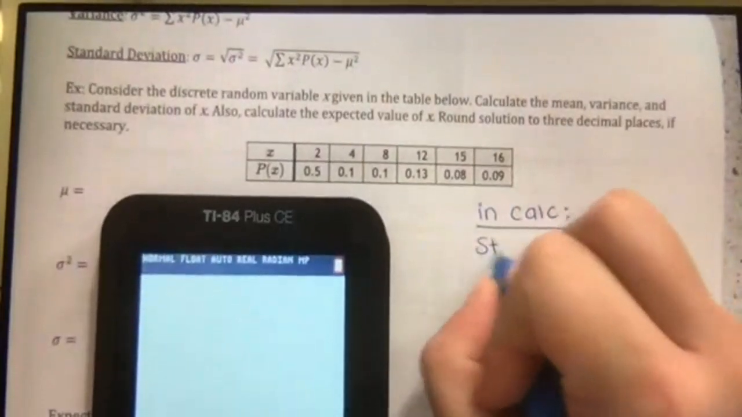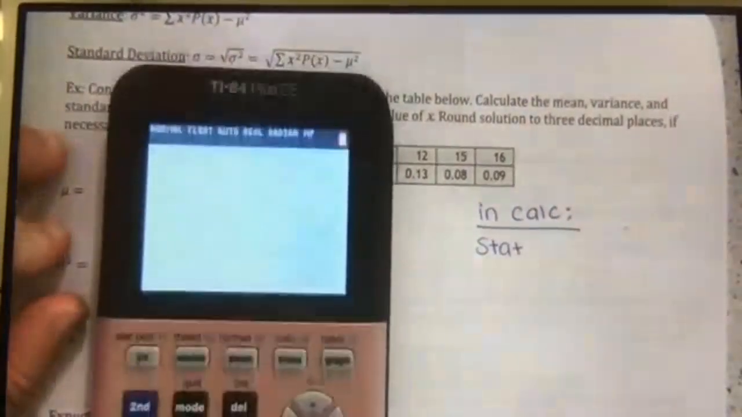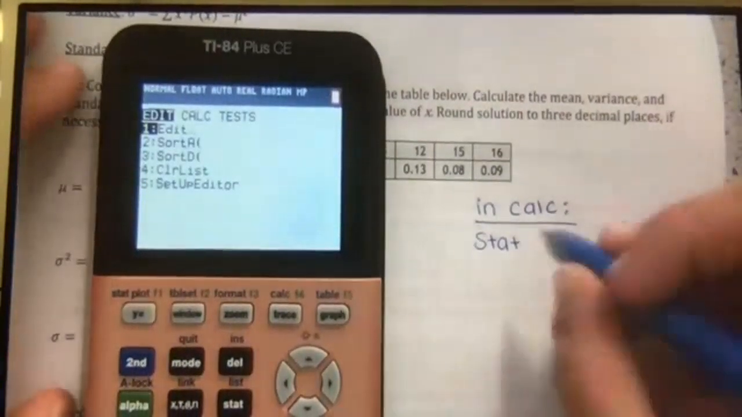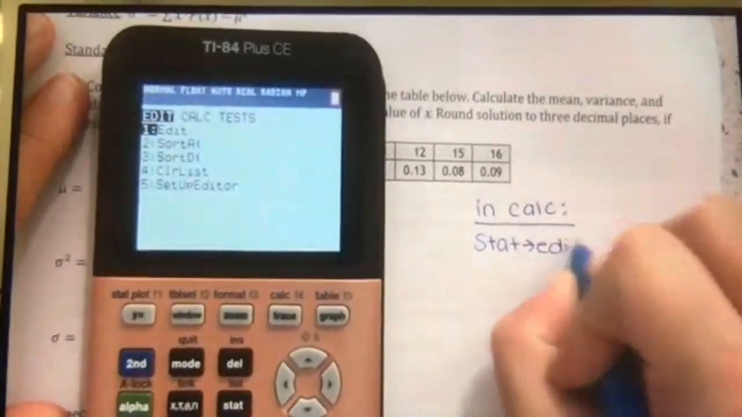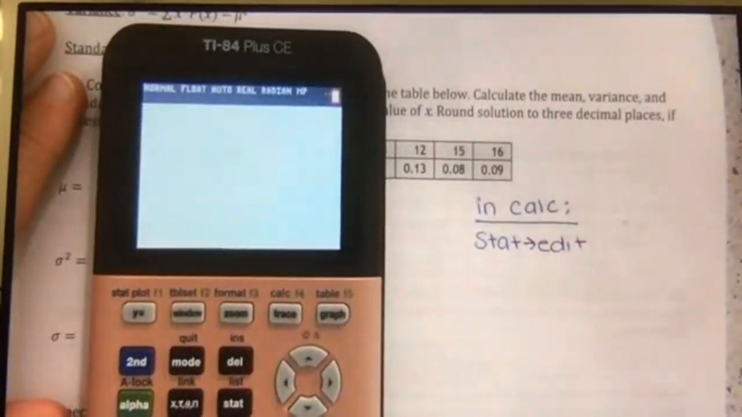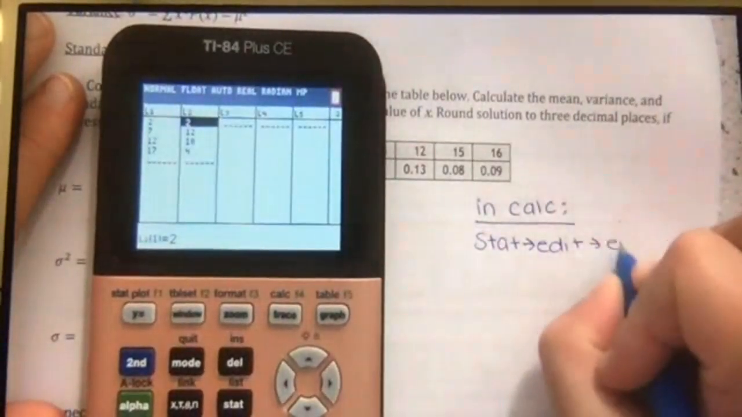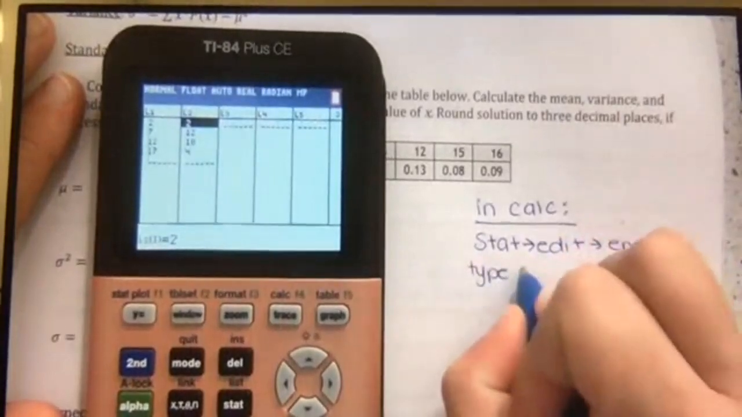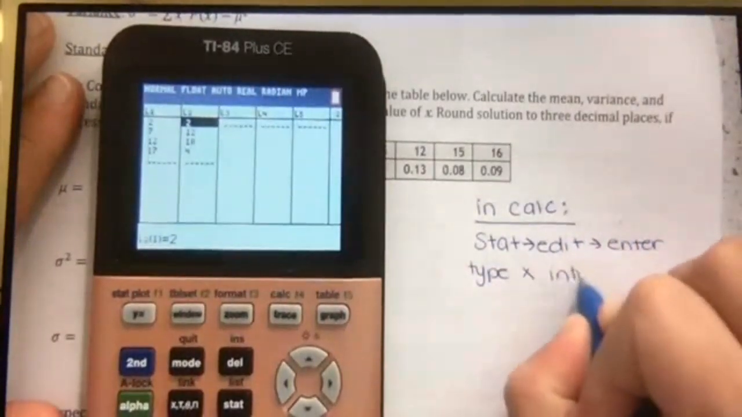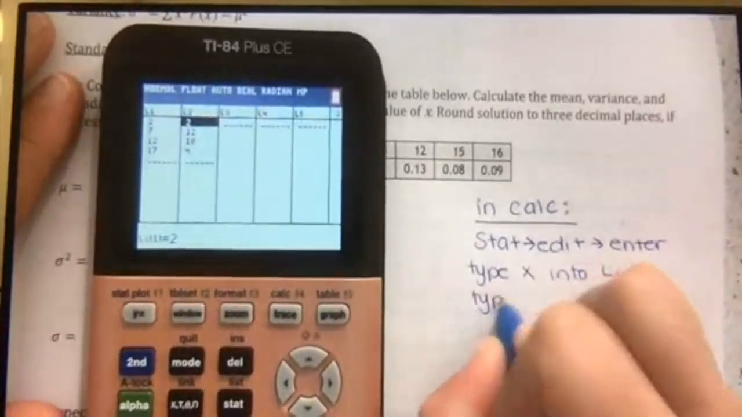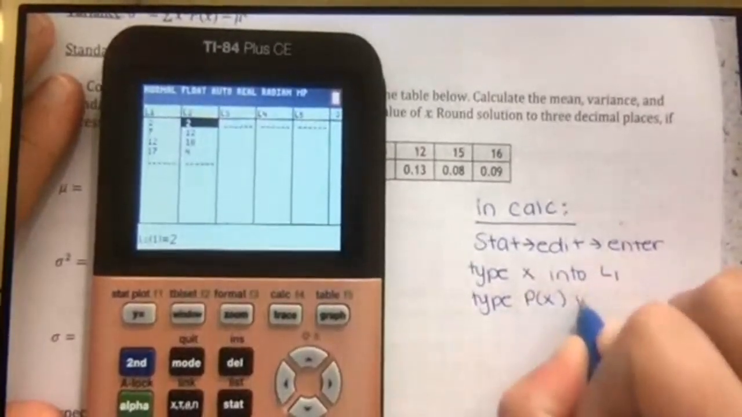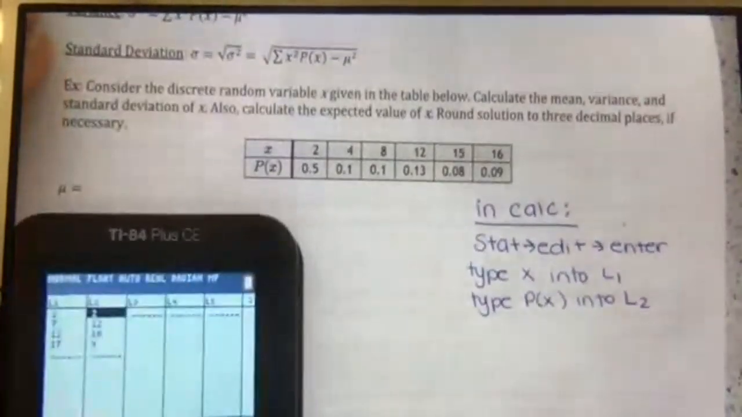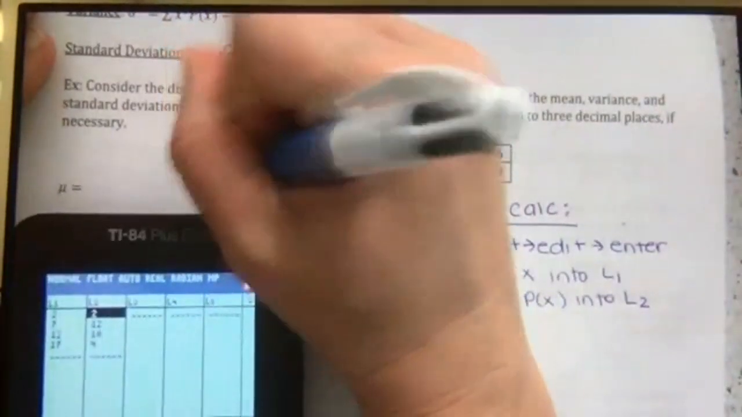All right, we're going to go to statistics, to stat. Our stat is right here under delete. We are going to edit because we have our new list to put in. Press enter. And then we're going to type x into L1, and our probabilities, P of x, into L2. I want to make sure to label this because sometimes I forget. So this is L1, and this is L2.